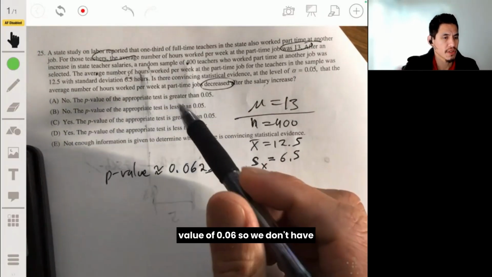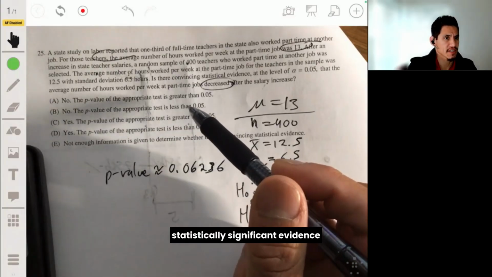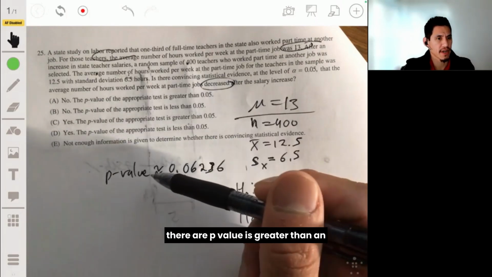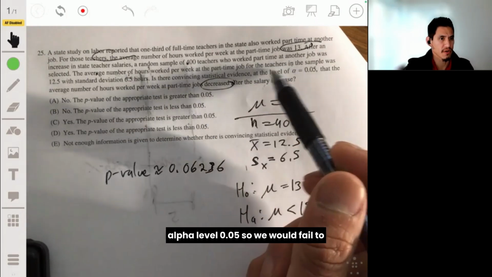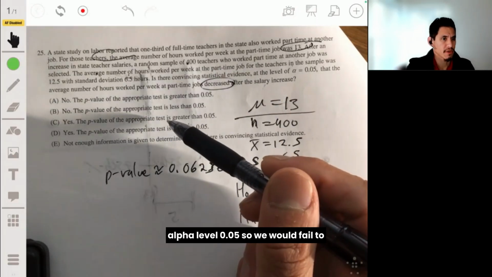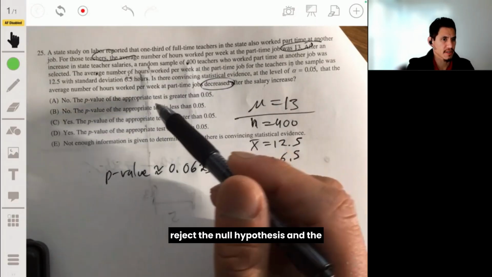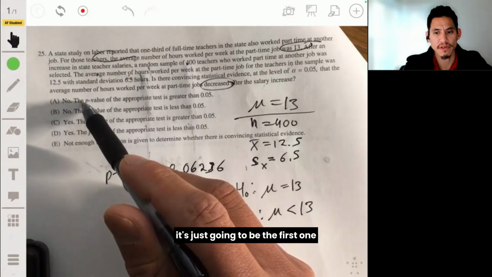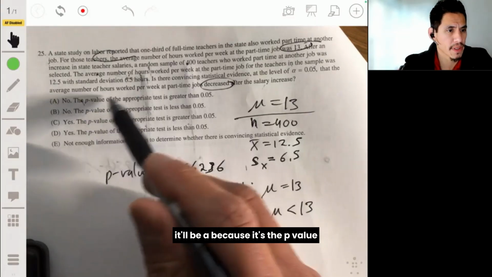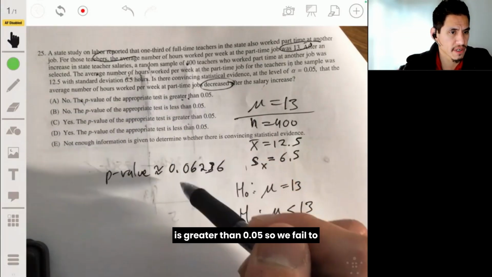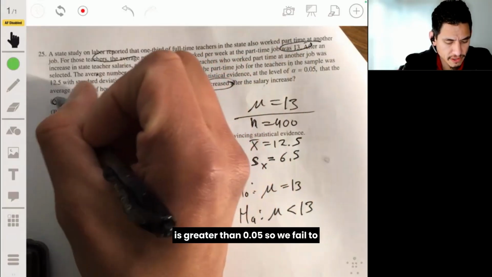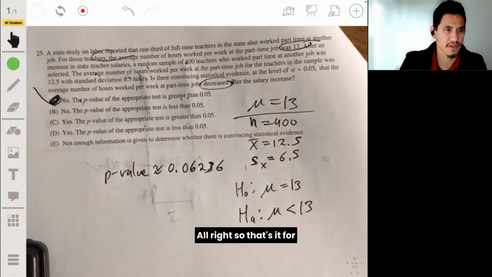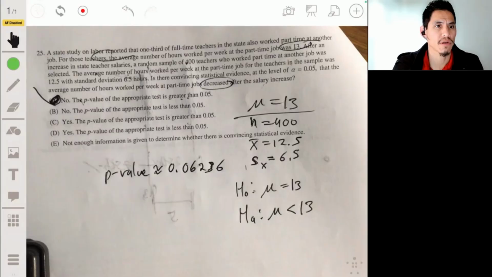So we don't have statistically significant evidence to say that it decreased, because our p-value is greater than an alpha level of 0.05. So we would fail to reject the null hypothesis. And the answer would simply be the first one, A, because the p-value is greater than 0.05, so we fail to reject the null hypothesis. All right, so that's it for that one. Hope that helps.